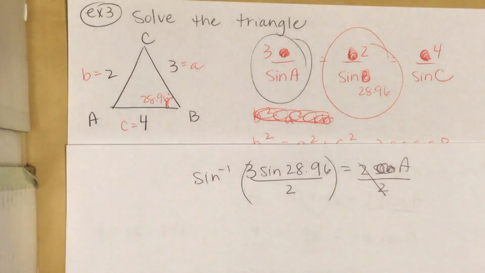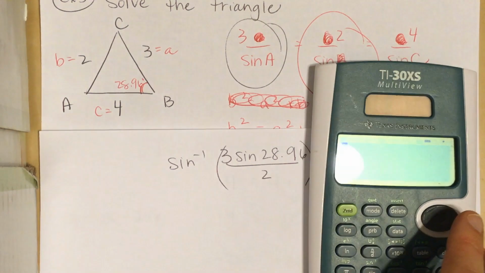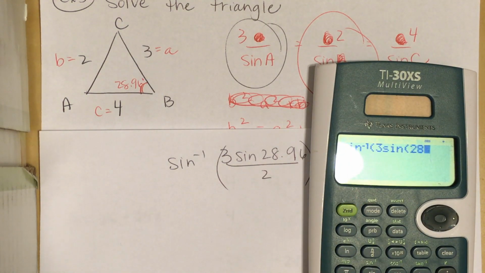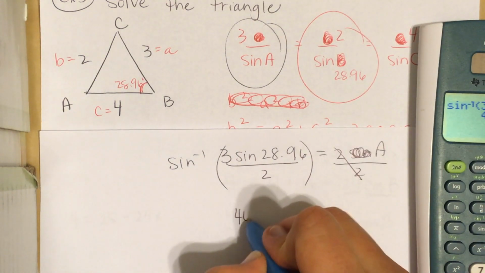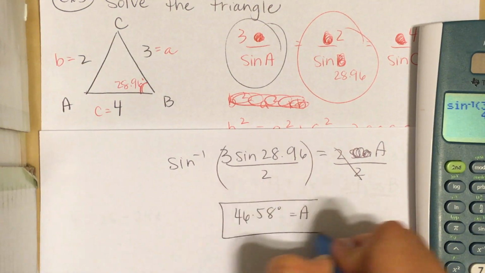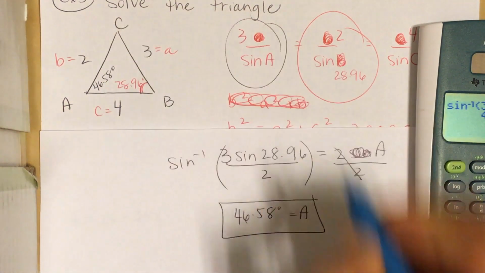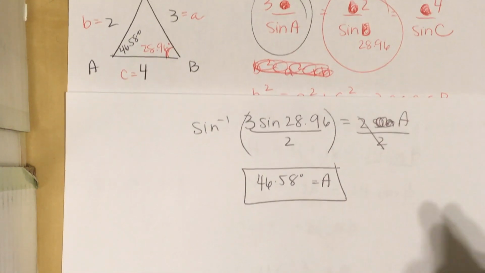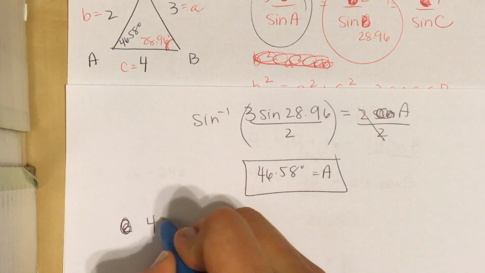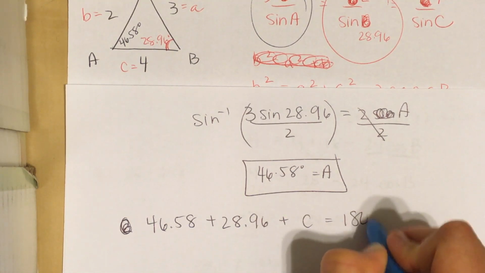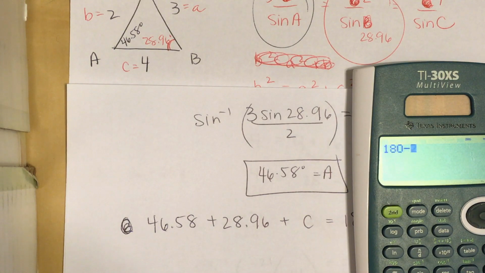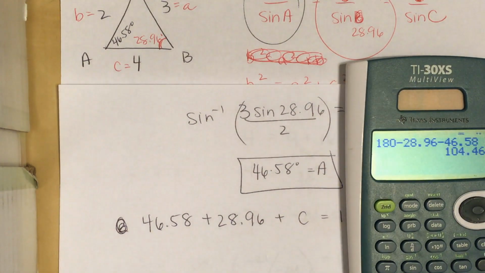This is law of sines. So use inverses on your calculator and type this in. Angle A is 46.58. Now that I know 2 of my 3 angles, I can quickly subtract from 180. And see that angle C is 104.46.